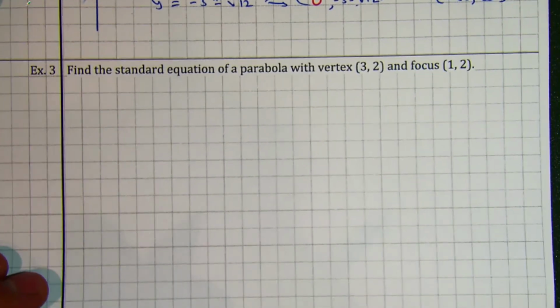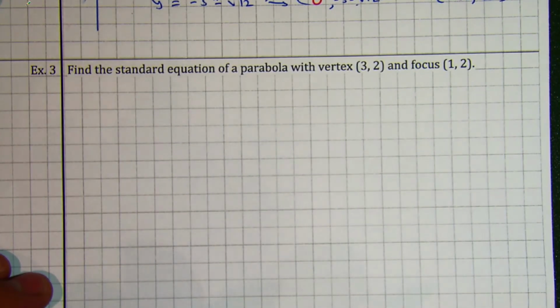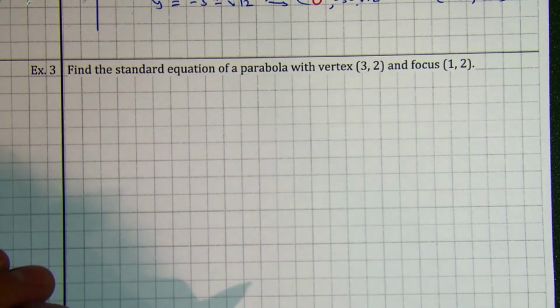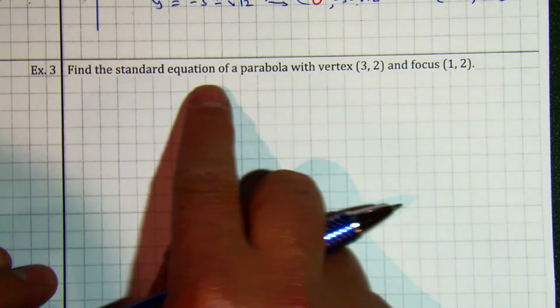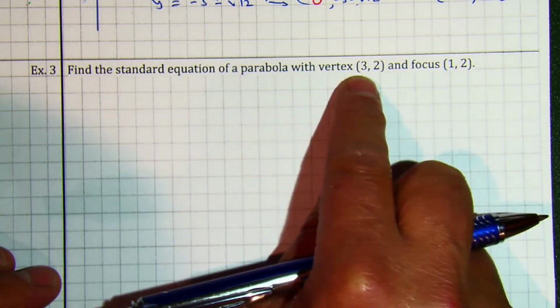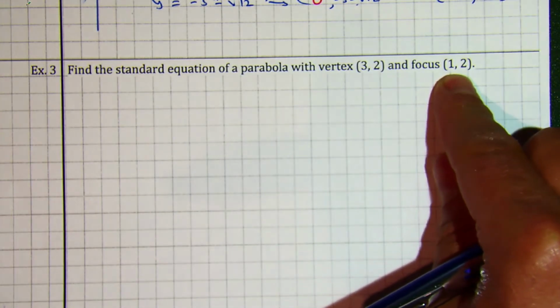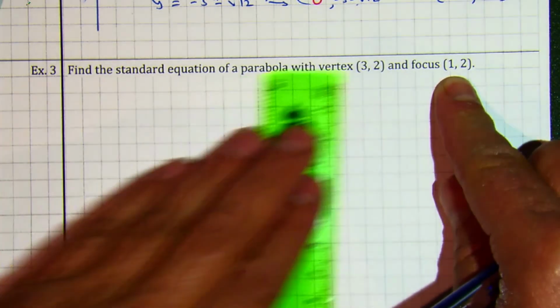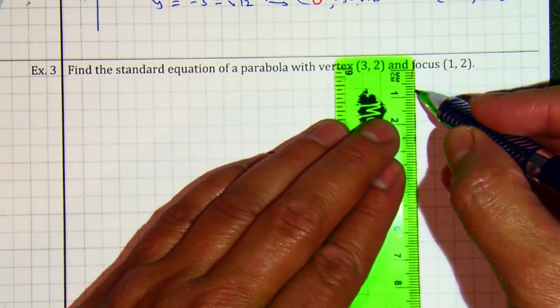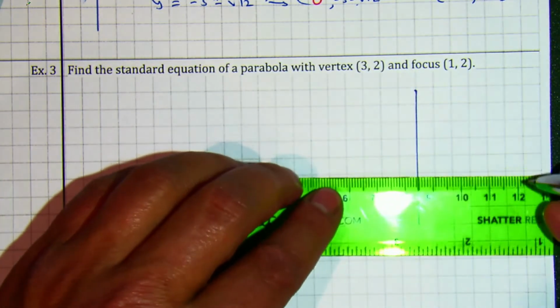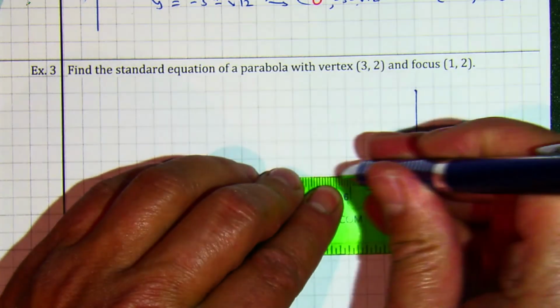Example number 3. Go ahead and pause if you need more time, and we'll start once you are ready. Find the standard equation of a parabola with vertex (3, 2) and a focus of (1, 2). The best thing to do is to make a quick sketch of the information that's given to you, so that way you can decide which equation you will be using.